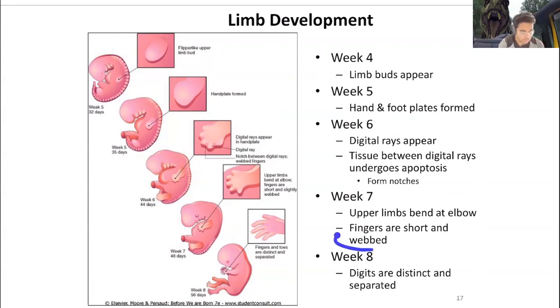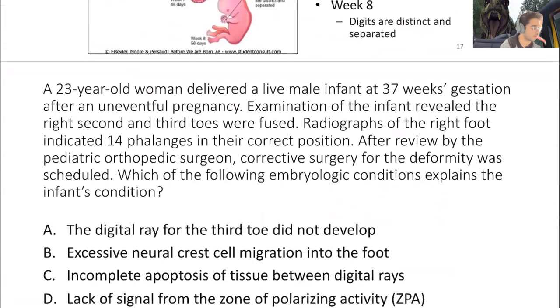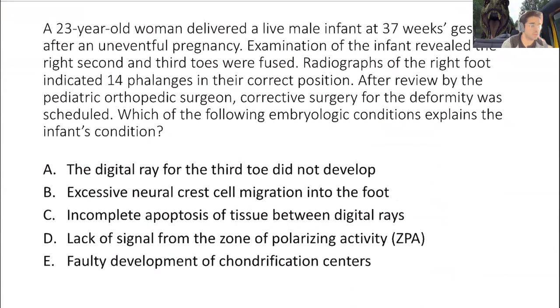Now, what causes the webbing to disappear, guys? What molecular mechanism happens that causes the webbing to go bye-bye? Apoptosis. That's a fundamental concept. Know that. That's a cumulative FTM question right there. Let's do this question. You guys are killing it. Exactly. It is incomplete apoptosis of the tissues between the digital rays.